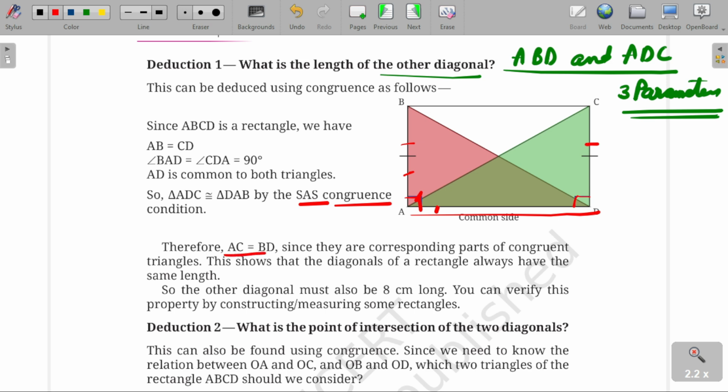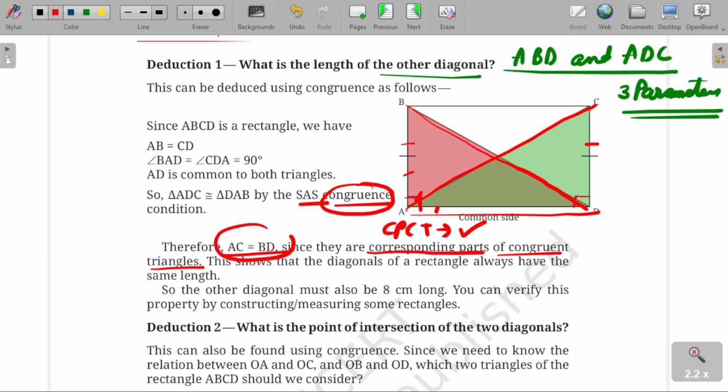Therefore, AC equals BD. This can be called by CPCT. Here a new term is introduced, CPCT. CPCT means corresponding parts of congruent triangles. So when two triangles are congruent, with the help of CPCT you can say any of the corresponding pairs are equal. So you can say AC is equal to BD.